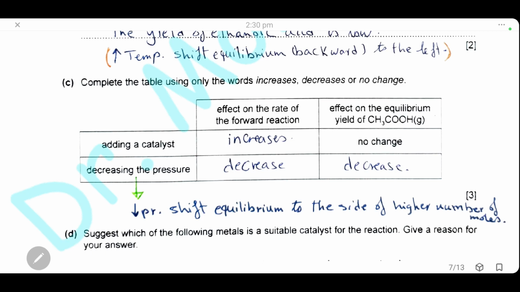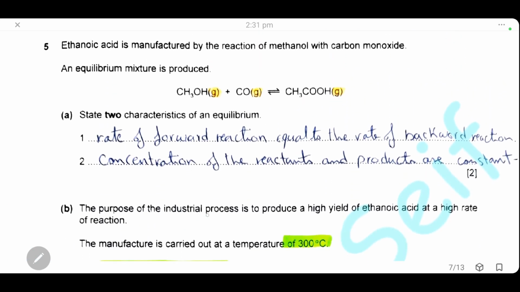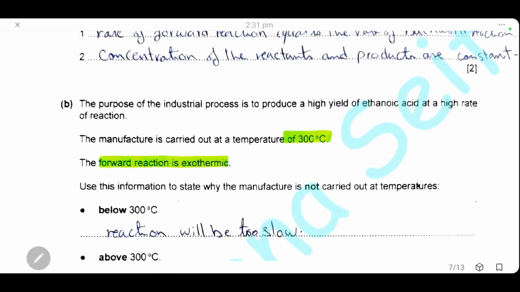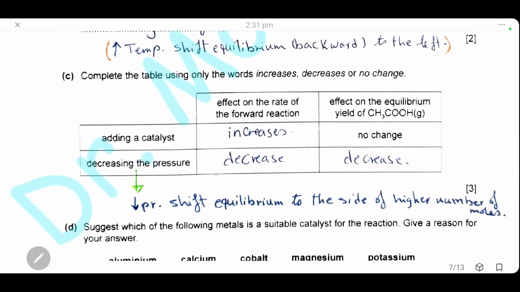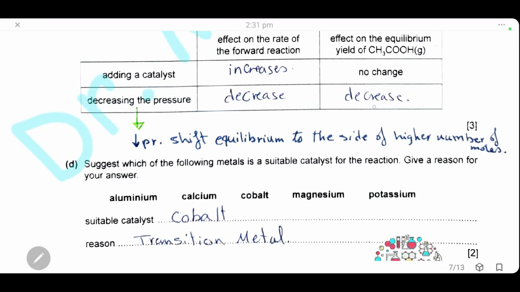Decreasing pressure. How to know the effect of decreasing pressure? The reactant and the product are all gases, so if I increase the pressure, the reaction will be shifted to the side with the lower number of moles. So decreasing the pressure shifts the equilibrium to the side of higher number of moles, backward to the left side, and the rate of the forward reaction will decrease, and of course the yield of ethanoic acid will decrease, because by decreasing pressure the equilibrium will be shifted to the side of higher number of moles. Here we have 2 moles on the left and on the right side only 1 mole, so the reaction will be shifted to the left side, and that of course will decrease the yield of ethanoic acid.